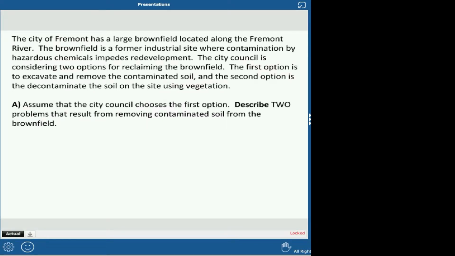Right, so think about it for a second and see if you can come up with some problems that can be caused by removing, we'll do three, removing contaminated soil from the brownfield. From what we've talked about so far today, what are some problems that could result? I'll come up with one and then you come up with one and you can type it in the chat box. So what are some problems with removing stuff from a brownfield? So there's a large cost, right? It's very expensive.